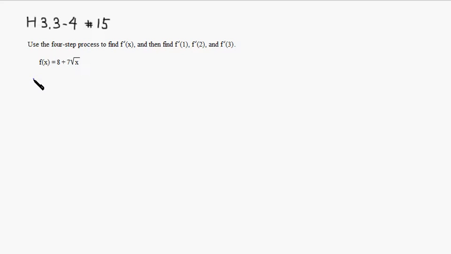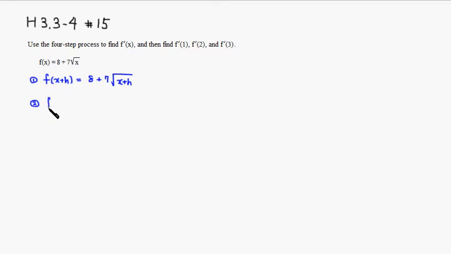Alright, so first step, 1. f of x plus h. Right, so what we have to do is replace x by x plus h. So it's going to be 8 plus 7 times square root of x plus h. So that's step 1.